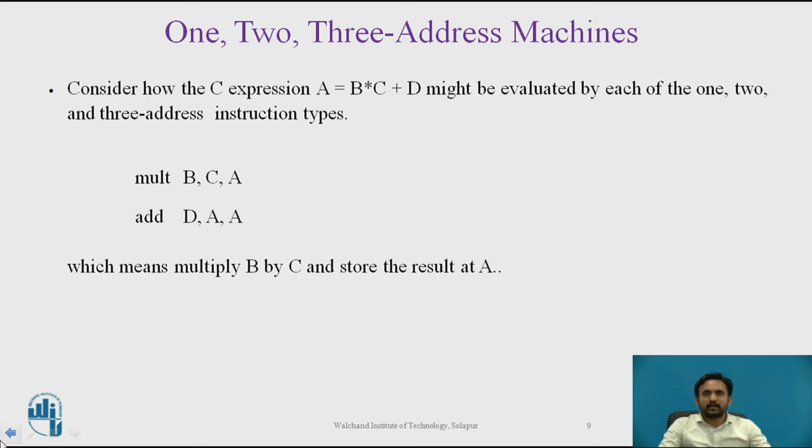Let us begin with the 3-address instruction. The expression A = B * C + D might be coded as multiply B, C, A and add D, A, A, which means multiply B by C and store the result at A. Then add D to A and store the result at address A. Then the program size is 8 times 2, or we can say 16 bytes. Memory traffic is 16 plus 2 times 2 times 3, that is 28 bytes. Okay.